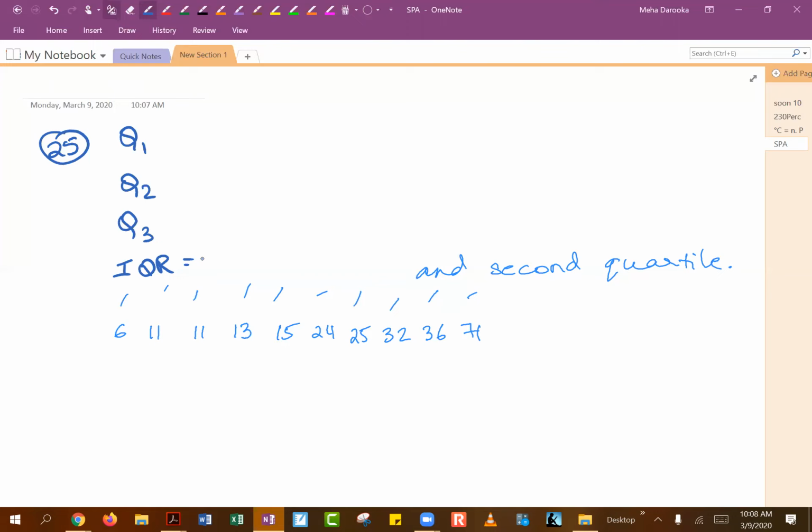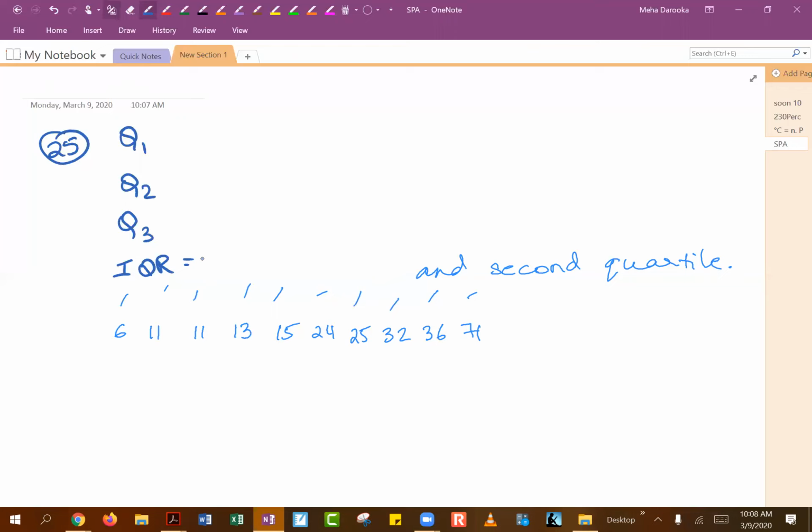24. 19.5. You said 24? Okay, so why did you get 24? Because you've got a total of how many data values? So you've got 10 data values, right?